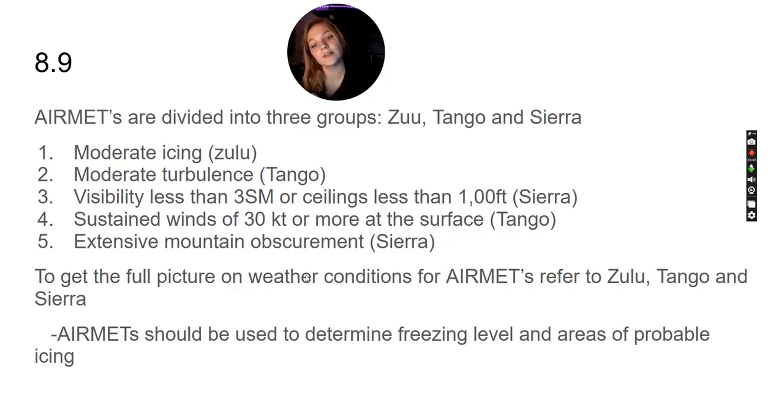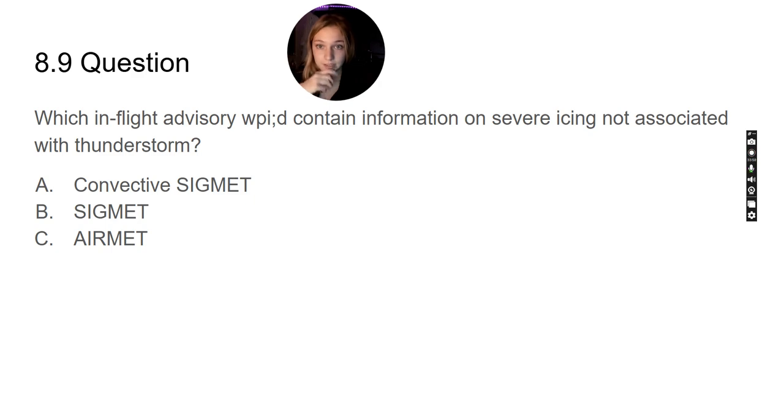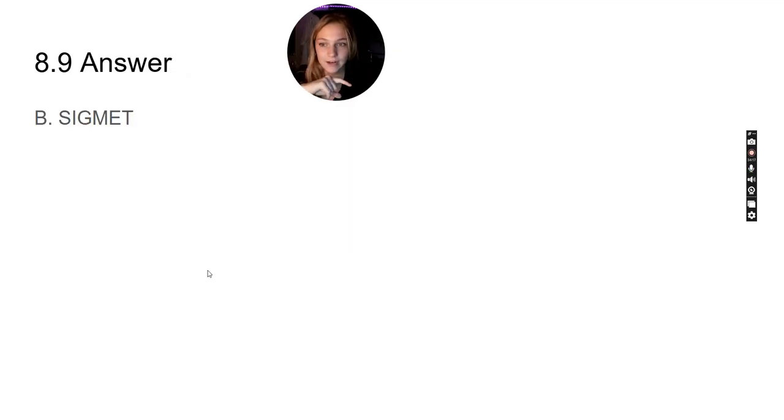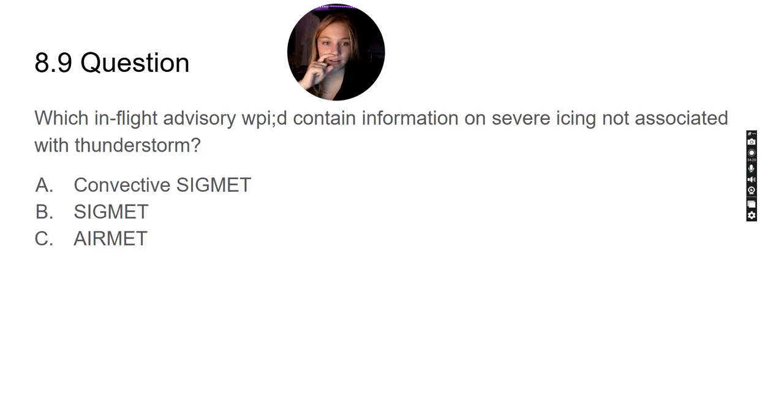But to get the full picture of weather conditions for AIRMETs, refer to Zulu, Tango, and Sierra. Just look at all of them. And AIRMETs should be used to determine freezing level and areas of probable icing. So, which in-flight advisory would contain information about severe icing not associated with a thunderstorm? Okay, sorry, there are so many typos. I got excited that I was finishing my presentation. But anyways, we've got convective SIGMET, SIGMET, or AIRMET. And it would be SIGMET. Since it's not associated with a thunderstorm, it wouldn't be convective, and since it's severe, it would be a SIGMET.